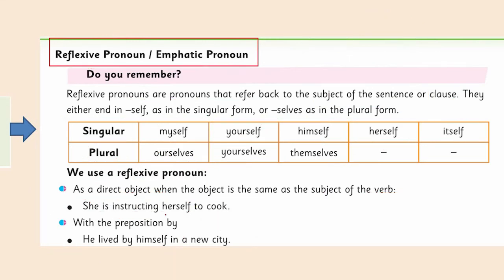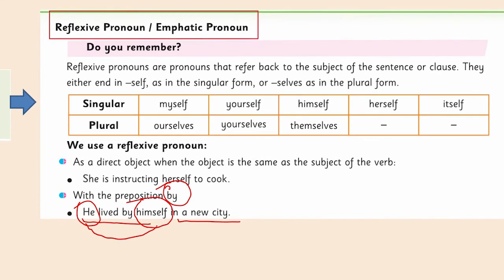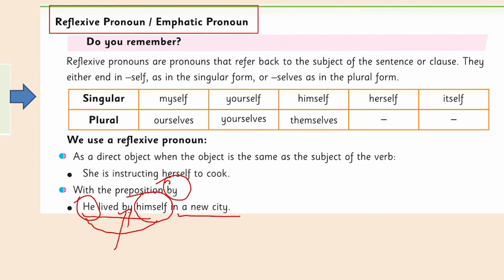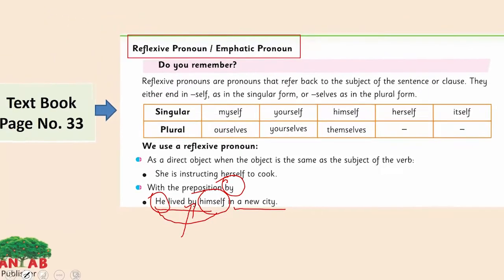With the preposition by, we learned about the preposition, the part of speech. Prepositions show the direction or the relationship between nouns and pronouns. Now look here: he lived by himself in a new city. He is the personal pronoun and himself is a reflexive pronoun. The person is the same. They have the relationship, they are the same here. And we just put the preposition by here. He lived by himself in a new city.